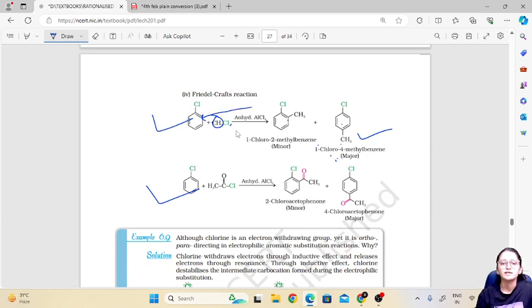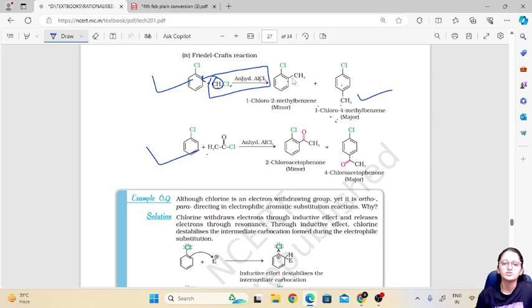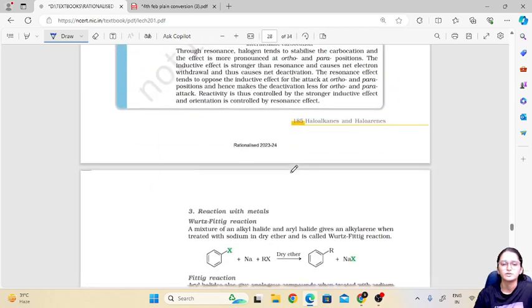You have to remember the conditions for Friedel-Crafts, which are the same in all the chapters. If you want to carry out alkylation, then you have to take methyl chloride or alkyl chloride with anhydrous aluminium chloride. Then for acylation, you have to add an acyl chloride or anhydride, from which the acyl group will get attached at the ortho and para positions. The condition will be the same. So here we get 2-chloroacetophenone and 4-chloroacetophenone. Why is it called acetophenone? Because it is a ketone.